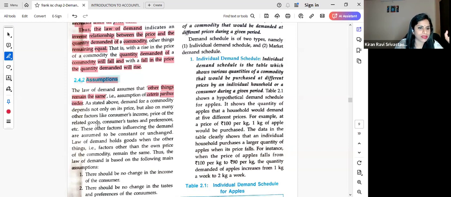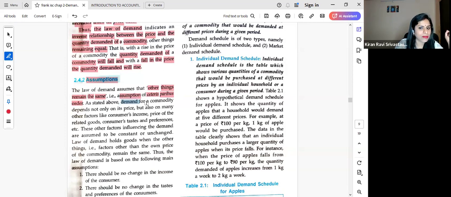What is ceteris paribus? Ceteris paribus is a 1-mark question which you can do. Ceteris paribus is an assumption of the law of demand which states that other things remain the same apart from price. And in the law of demand, when you write the assumption, you have to write this word ceteris paribus. You will get 1 mark based on ceteris paribus. What is the assumption of the law of demand? It is ceteris paribus. Other things remaining the same is ceteris paribus.